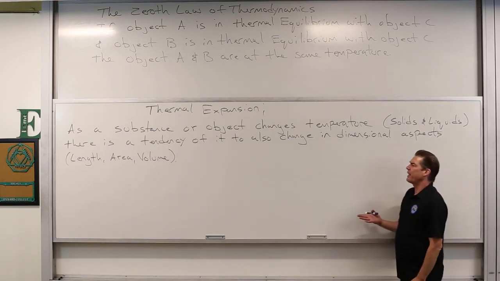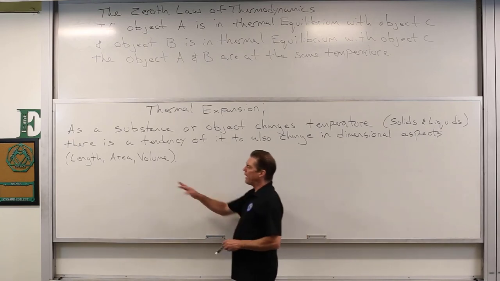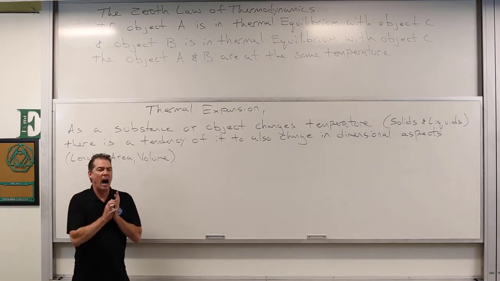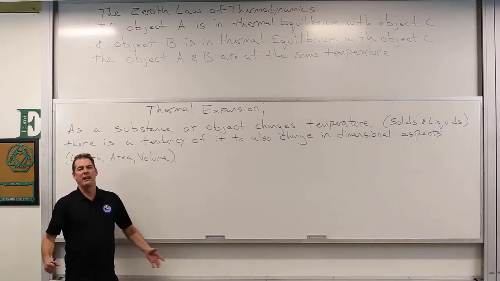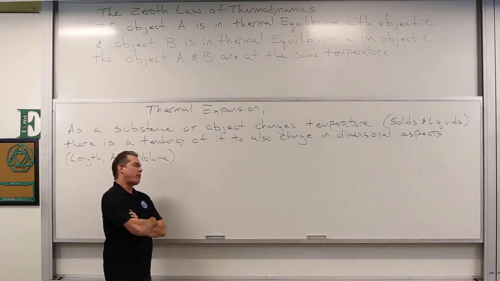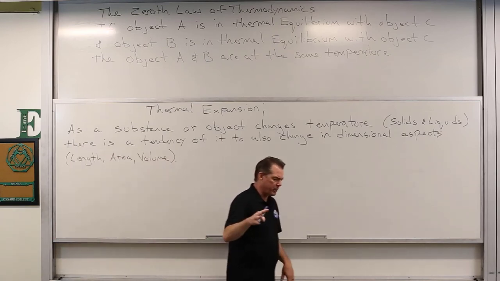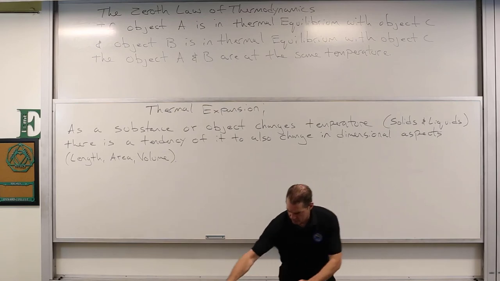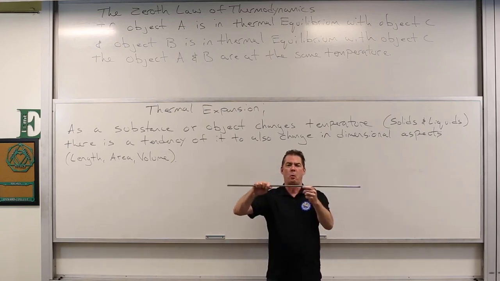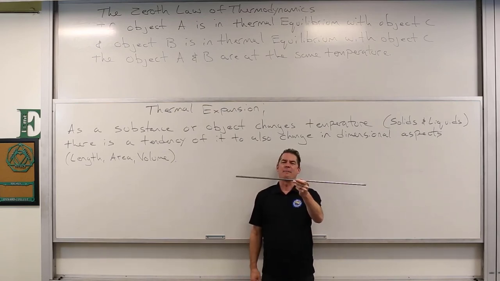And the simplest thing to look at is first the case of just length, where we take some object that's only in one dimension and think about it. What's the object composed of? Let's even talk about a solid object. We've got some rod here. It's composed of a bunch of atoms, right?